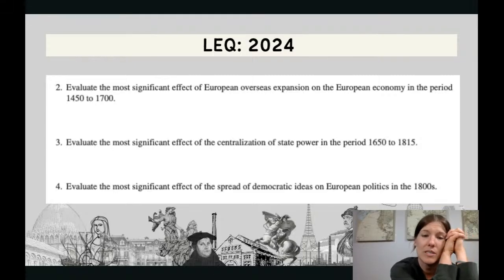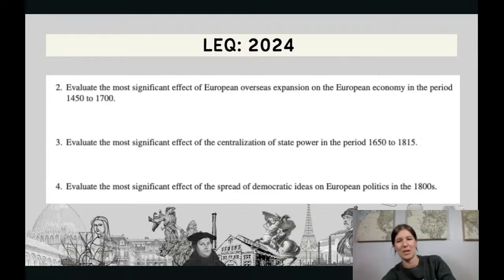Number 3, evaluate the most significant effect of the centralization of state power in the period 1650 to 1815. You can talk about the rise of absolutism in the West or in the East, or both, if you want to get that complexity point. Or evaluate the most significant effect of the spread of democratic ideas on European politics in the 1800s: revolutions of 1848, revolutions in general, like people now have the right to vote and they didn't have the right to vote before. Kind of all of that rise of nationalism you could talk about for that last question.